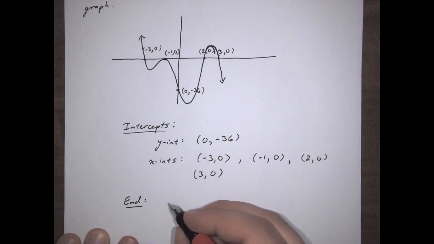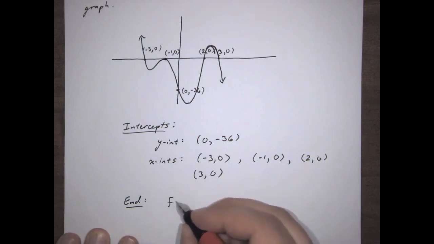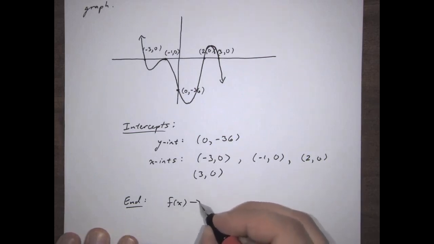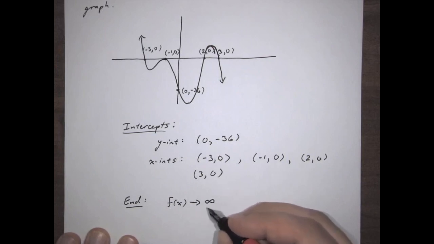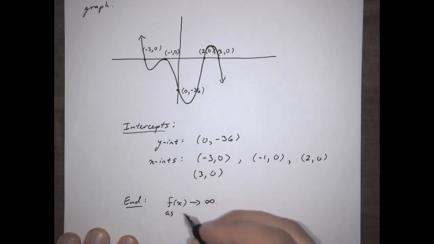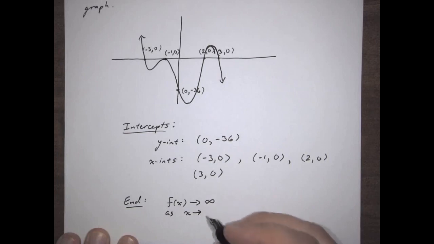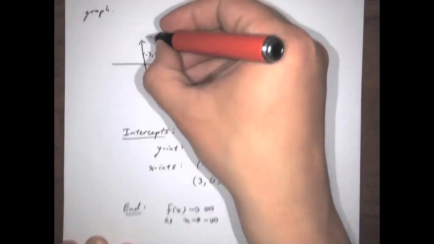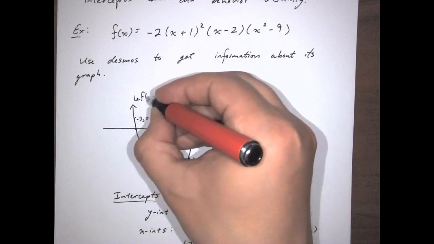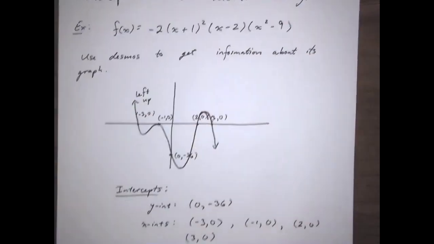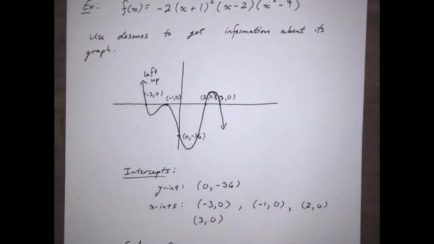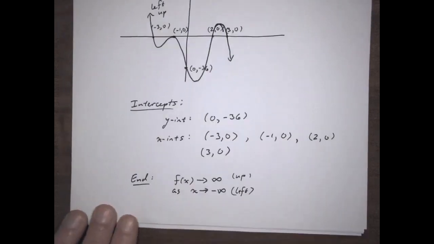So that means that f of x is going upwards, that means to positive infinity, as x goes left, that's negative infinity. So this is left, up. This is up, this is left. So up as it goes left.